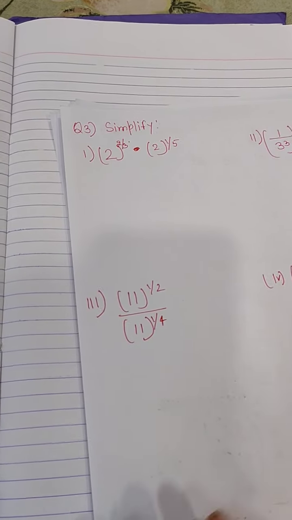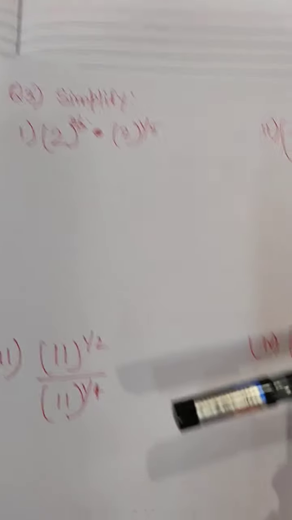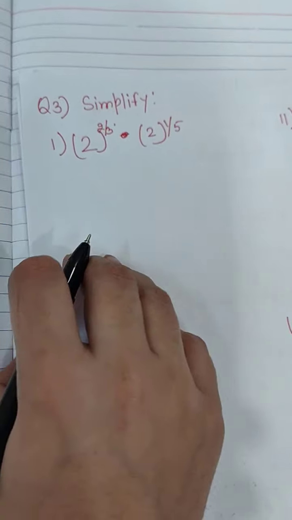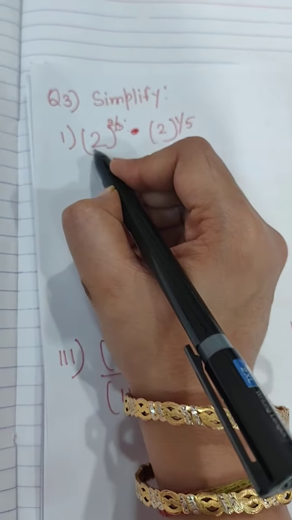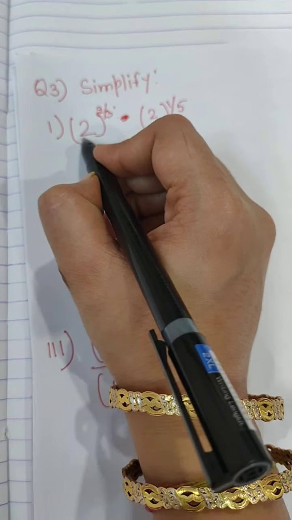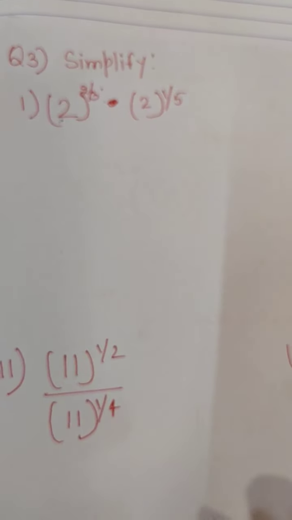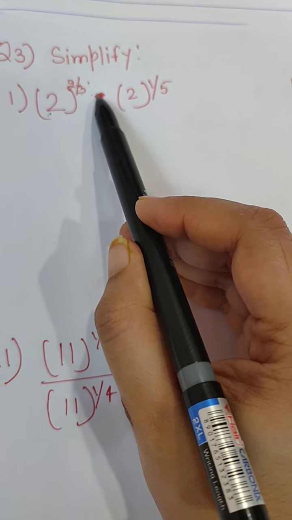Now you come to the next question, the third last question of this chapter. Simplify. This is also related to laws of exponent, but in this we have to simplify also. Now you look here, 2 raised to the power 2 by 3. The power is in fraction, but 2 cannot be written in a power like we were doing in questions number 1 and 2. So we will directly simplify it.